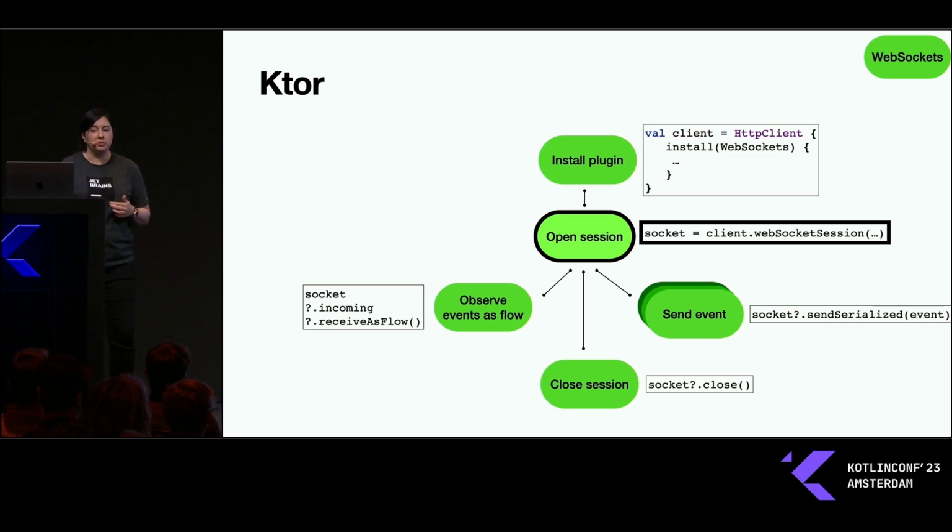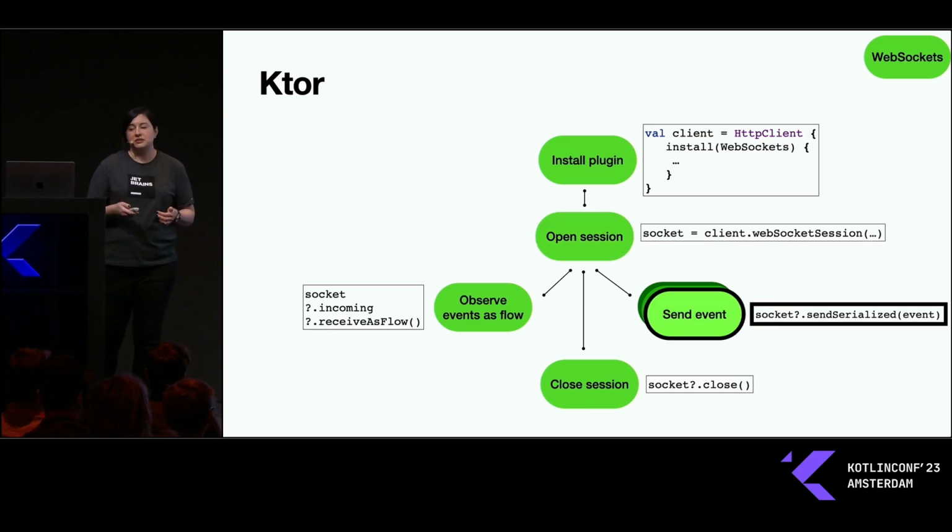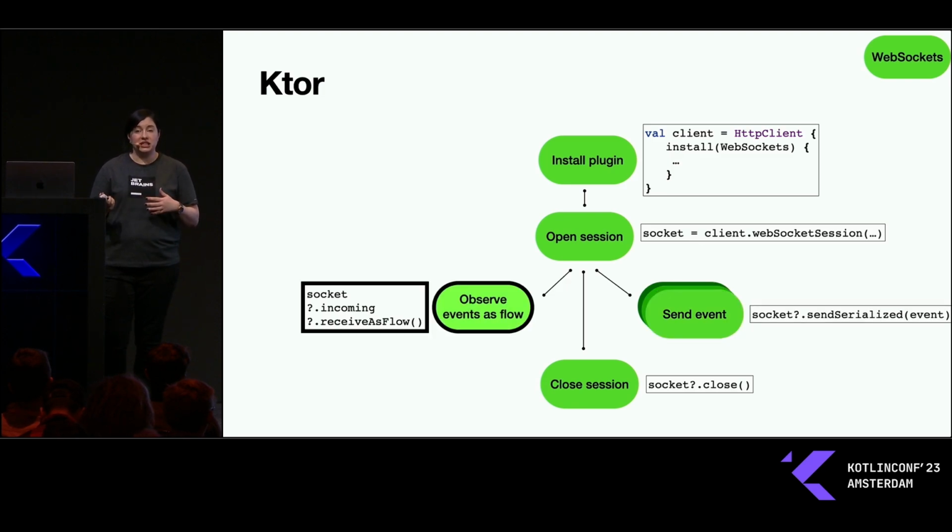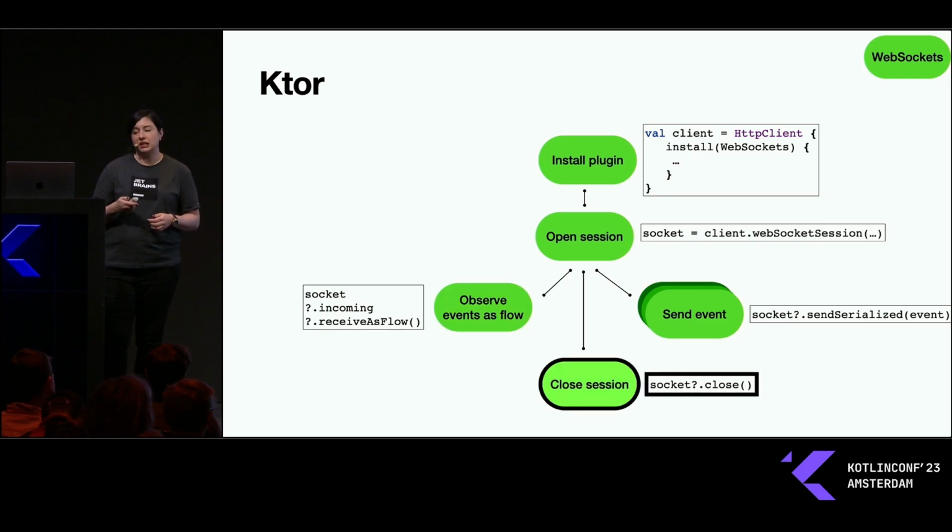And now we have a couple of options. First we can send events to our friend over the WebSocket via the server using the send serialized function. Or we also want to hear from our friend, so we can do that by observing incoming events on a flow. So you can deserialize events with that same converter as well. And then finally, when it's time to end the chat, we need to close the session.